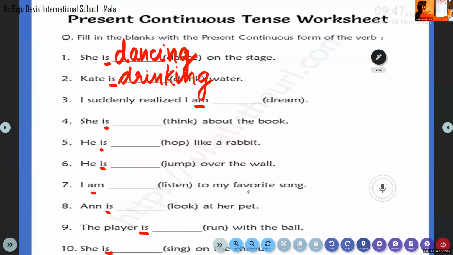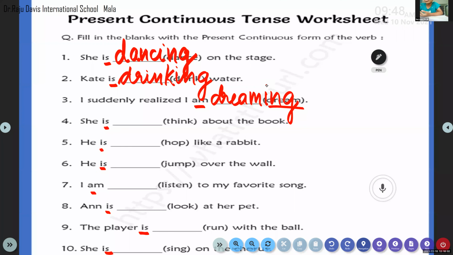Now, Afia, come on. Are you there, Afia? Do the next question. I suddenly... I could not hear you. There is some problem with your audio. I suddenly realized. I am... So what do we have to do to the verb dream? Afia, your audio is very slow. It is dreaming. I have to add ing to the verb. That is dreaming. Now, Suresh, come on.